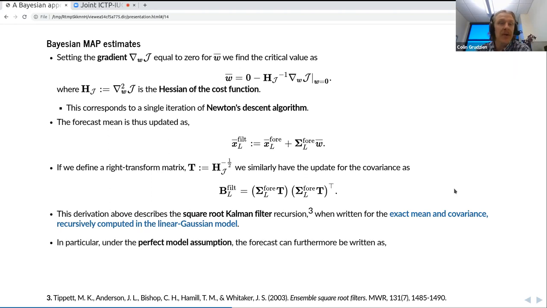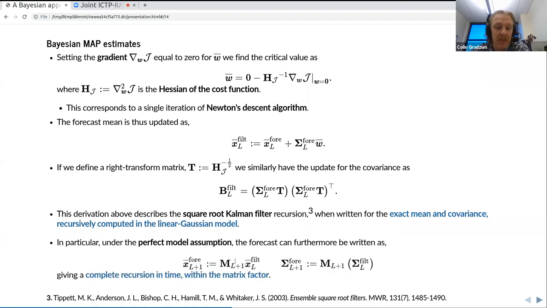And in particular, under the perfect model assumption, the forecast can furthermore just be written. We would simply propagate the filtered mean to give the forecast mean, and propagate the filtered covariance matrix factor to give the next forecast covariance matrix factor, which gives a complete recursion in time simply within the matrix factor alone. So it's quite a nice and very elegant derivation for this.